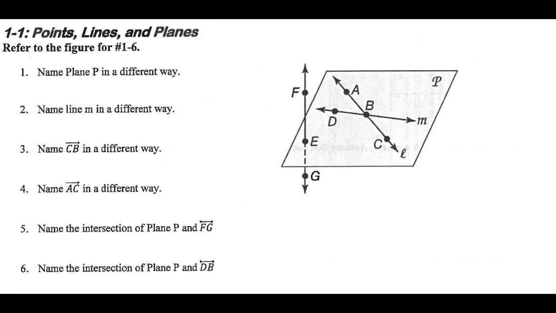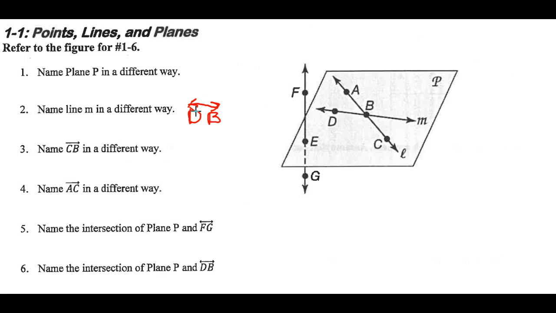So line M in a different way, we could call that line DB, and put that line symbol over there. Or we could also call that line BD. Right? When it's a line, it doesn't matter which way we're writing it.